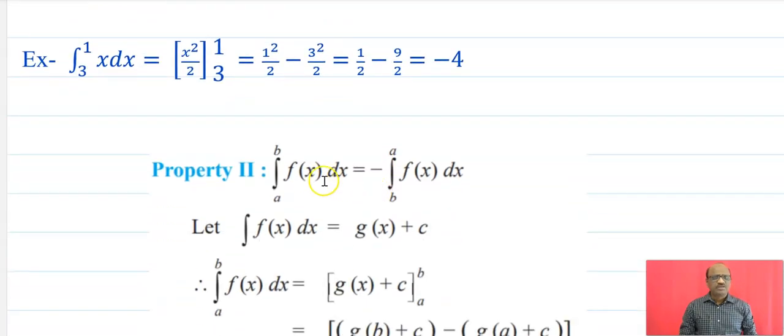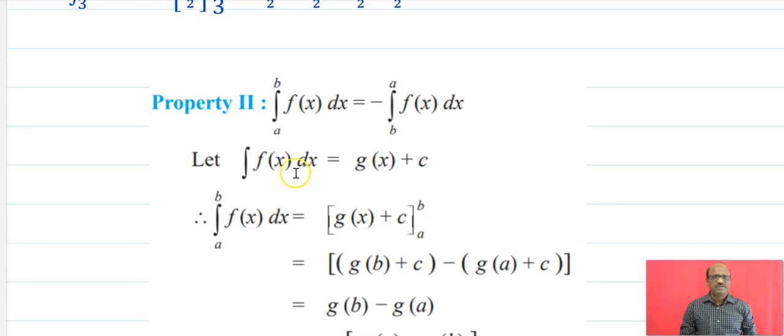The same property we will write here: the integral from a to b of f of x dx is equal to minus the integral from b to a of f of x dx. If we change the limits, the function is the same, then the value of the definite integral changes by the sign only.